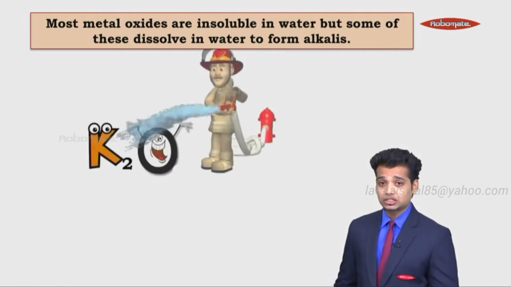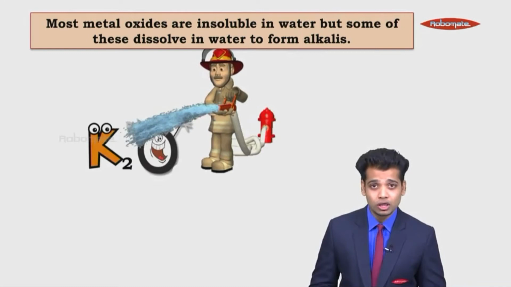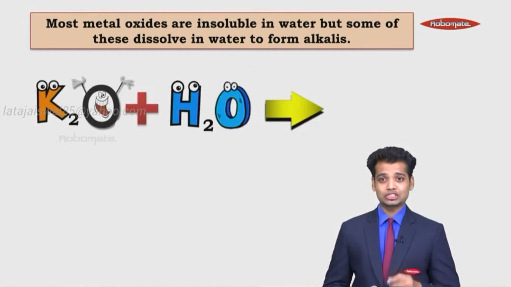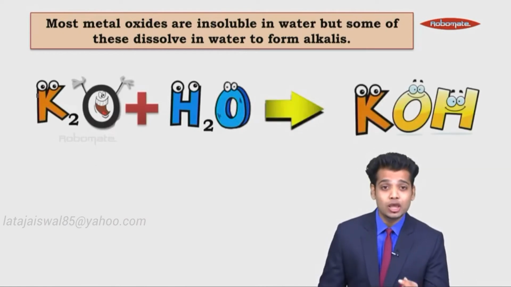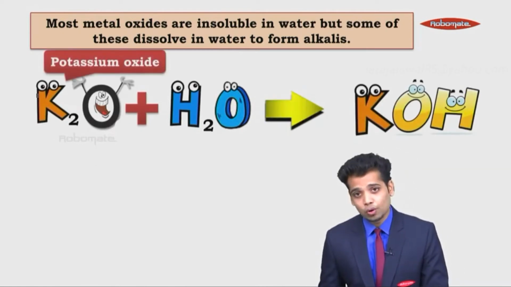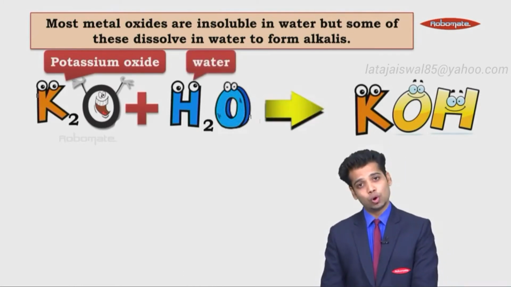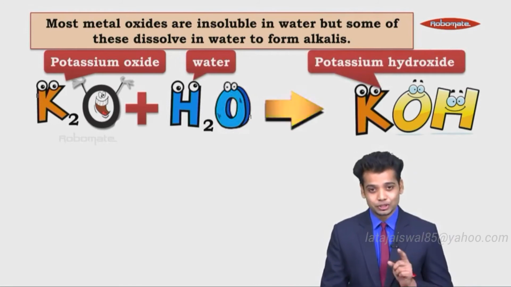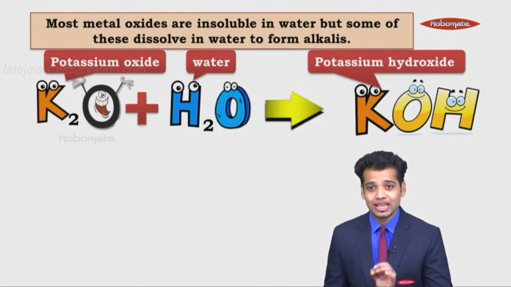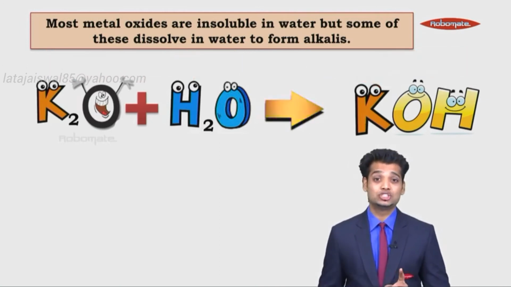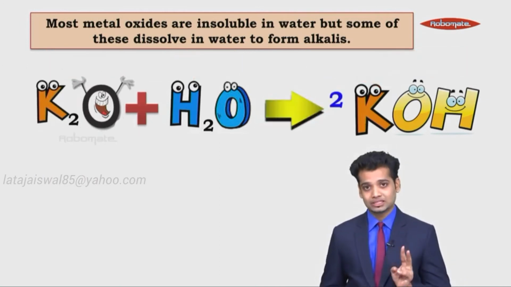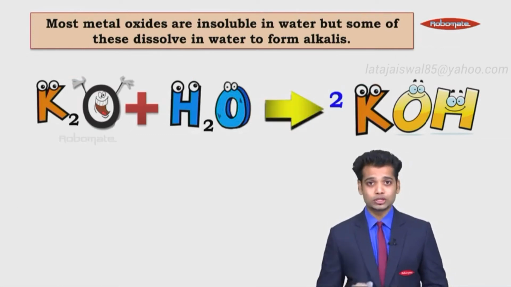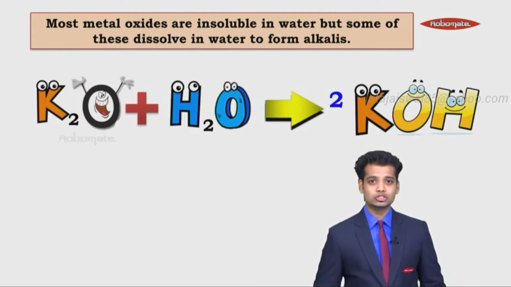When K2O reacts with water, it forms KOH aqueous. So we'll study the reaction. K2O plus H2O forms KOH aqueous. K2O, potassium oxide, H2O, that is water, and KOH, that is potassium hydroxide. In this reaction, you have to balance it. K is 2 on the left hand side, right hand side is just 1. So what will you do? Multiply by 2. O becomes 2. O is already 2, 1 plus 1, 2. Hydrogen is 2. Hydrogen is already 2.